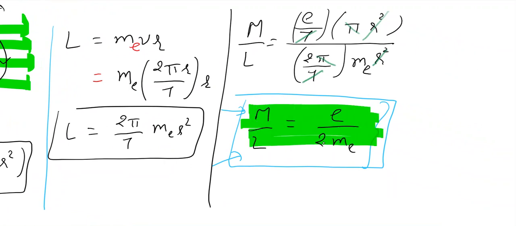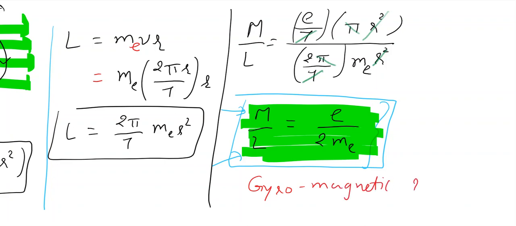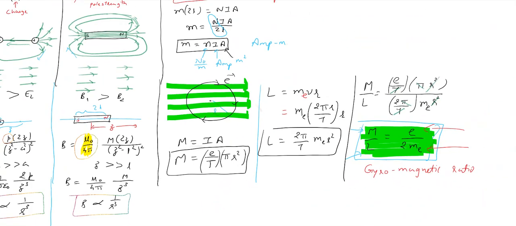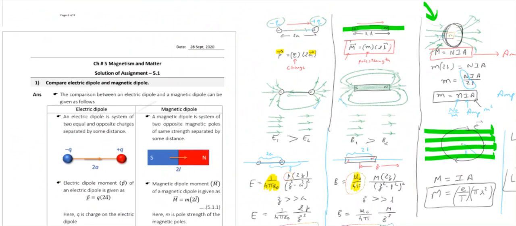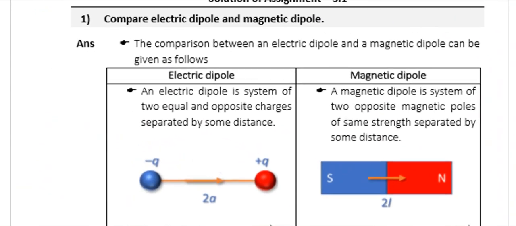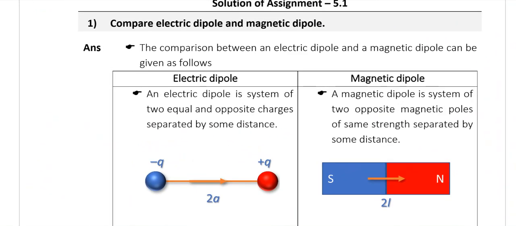The ratio remains constant. This ratio is called the gyromagnetic ratio. You can substitute the values of e and me, that is the mass of electron, and find out its value. So that is all for today's assignment. Let us have a quick look at all the answers, starting with the first one. I'll very quickly go through the points and touch upon important points only.